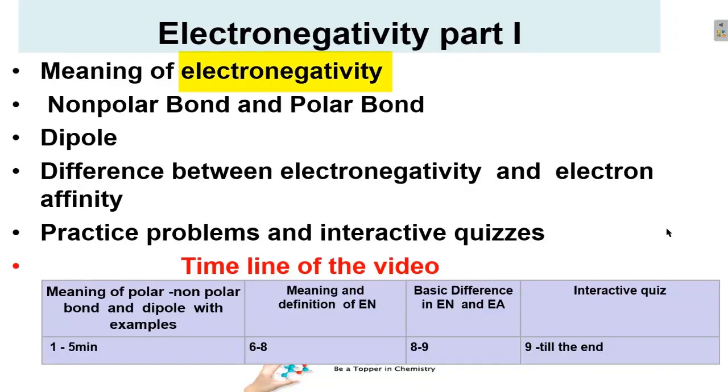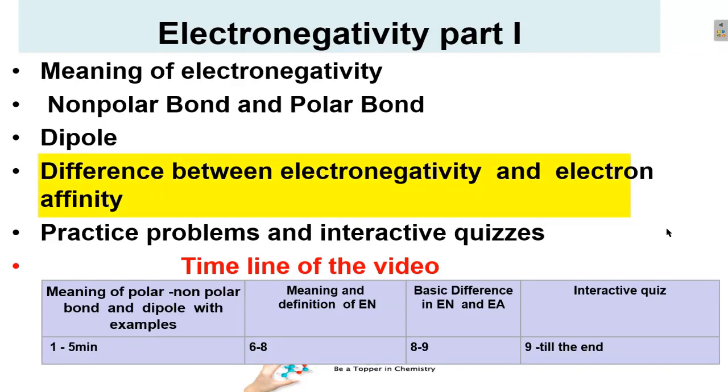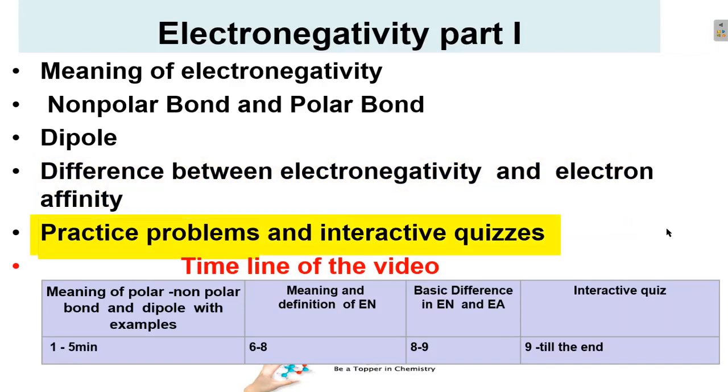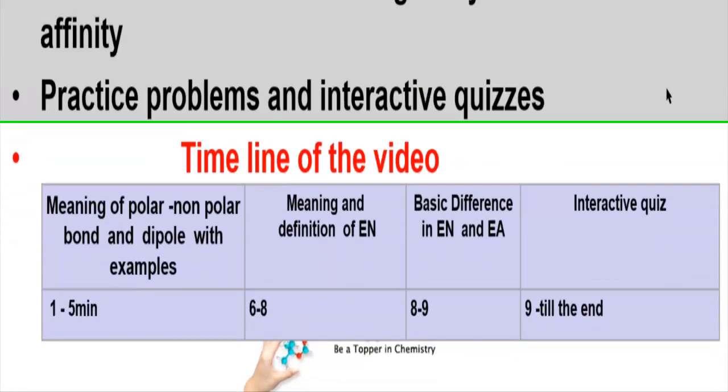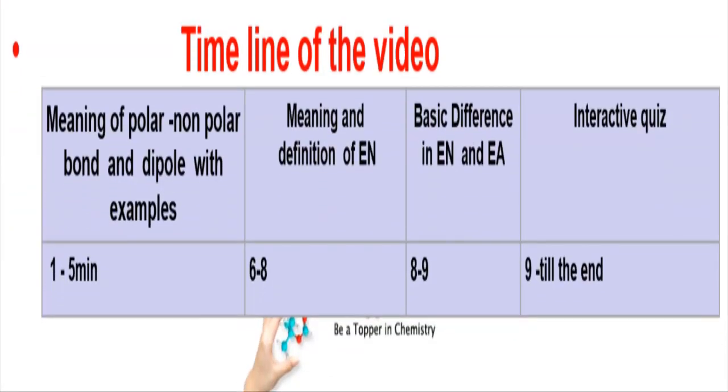In this video, we will understand the meaning of electronegativity, non-polar bond, polar bond, and dipole. We will also understand the difference between electronegativity and electron affinity with the help of examples. We will also do lots of practice problems and interactive quizzes so that you can perform really well on your exam. Towards the end of the video, I will also give you some bonus tips and tricks to solve problems for your examination.